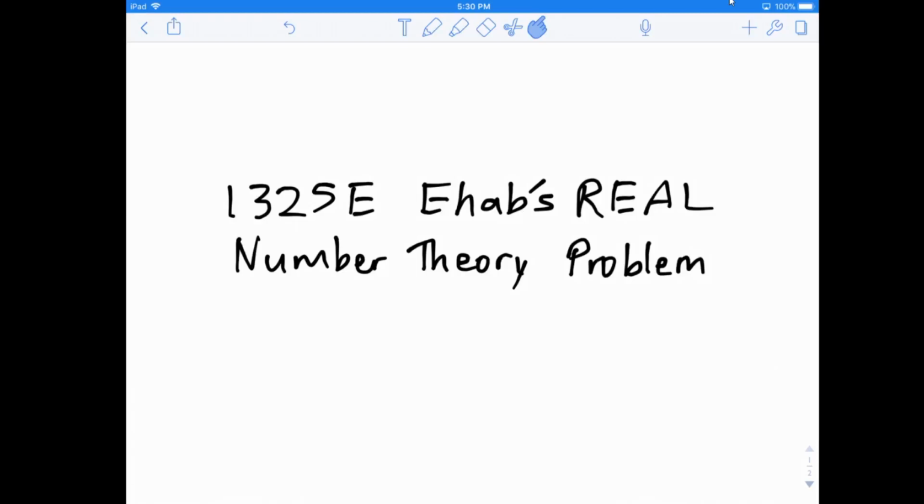Let's consider the problem 1325E, Ehab's real number theory problem. In this problem, we're given an array of length n. Each element in the array has at most 7 divisors, and this is important.